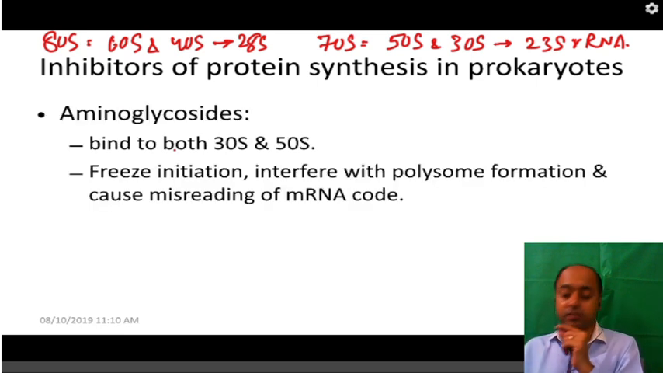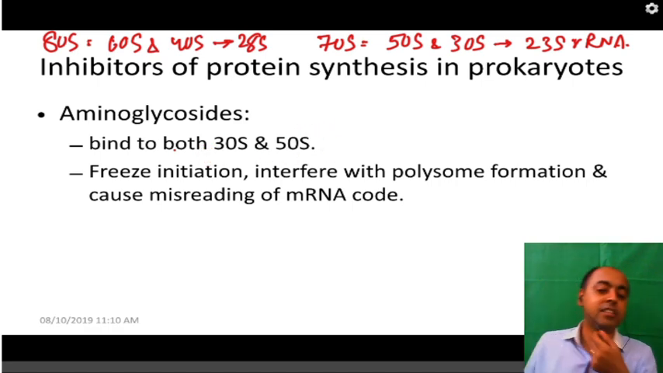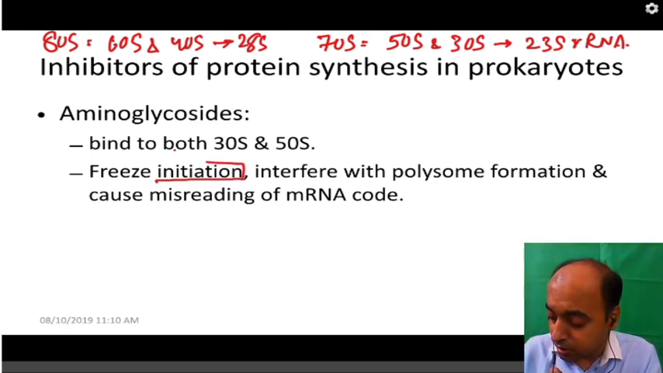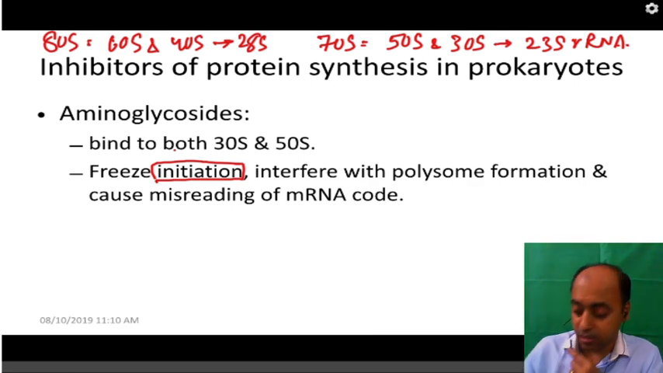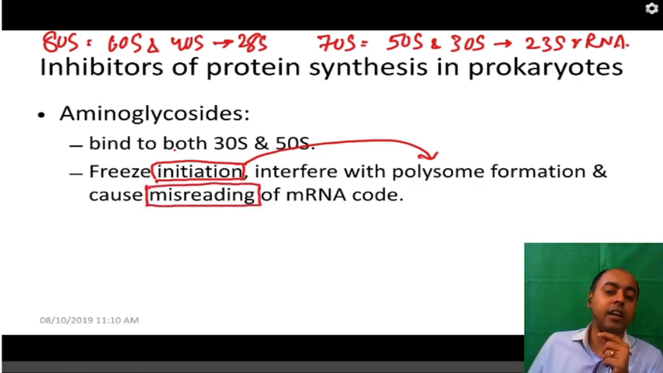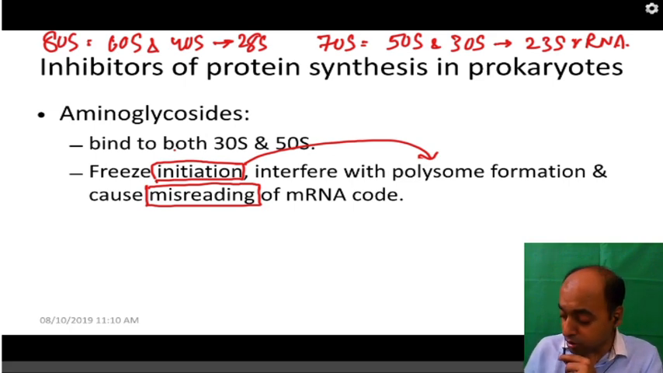First, the aminoglycosides. The aminoglycosides are able to bind to either 30S or 50S depending on which aminoglycoside we are talking about. They have two important functions. They freeze initiation, they interfere with polysome formation, and second, they cause misreading of messenger RNA code. So these are the two primary actions of aminoglycosides. They freeze initiation. If initiation is not occurring, the polysome formation will not occur.